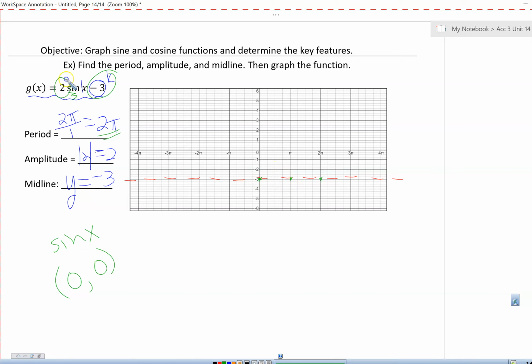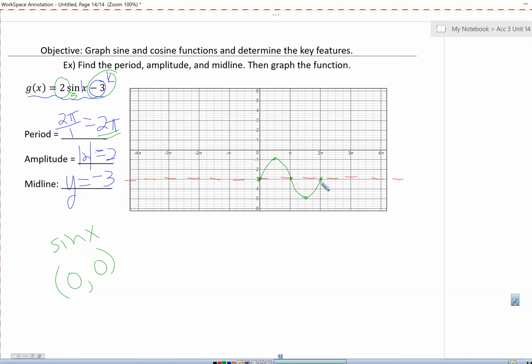That relative maximum is affected by our a parameter, which is +2. So there's no reflection, so it will stay a maximum, but it does stretch by a factor of 2. So instead of being 1 unit above our midline, it stretches to 2 units above the midline. And then halfway between these two midline points, we have a relative minimum that stretches to 2 units below the midline. So this is our first cycle for this sine curve.